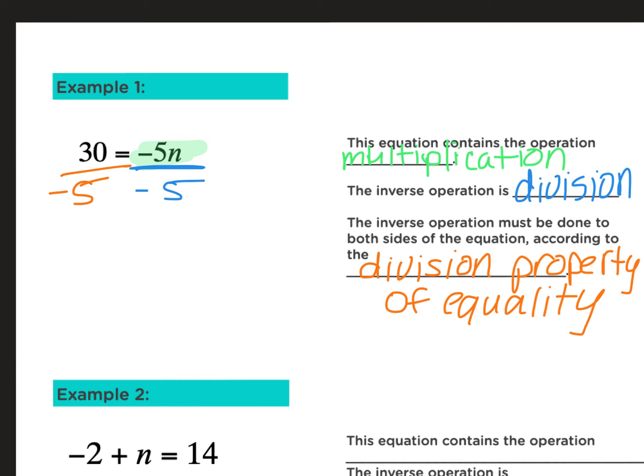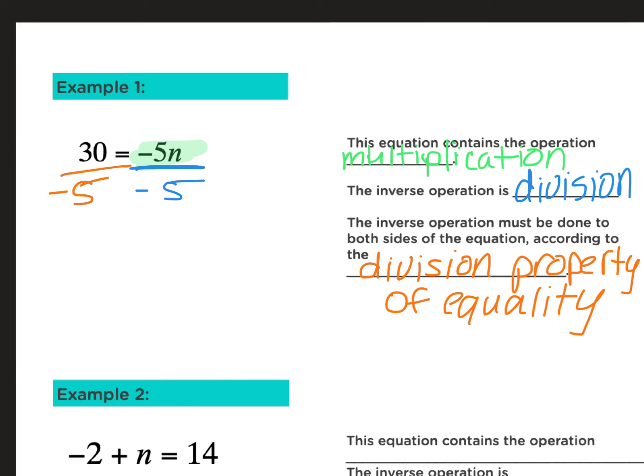So you got to go through a little thought process here. What's in the equation? What's happening? Am I adding, subtracting, multiplying? What am I doing? What's the opposite? What is the inverse of whatever I have happening there? That's going to be division in this case. And what I do on one side, I have to do on the other side according to those properties of equality. I divided the right-hand side, so I'm going to need to divide the left-hand side.